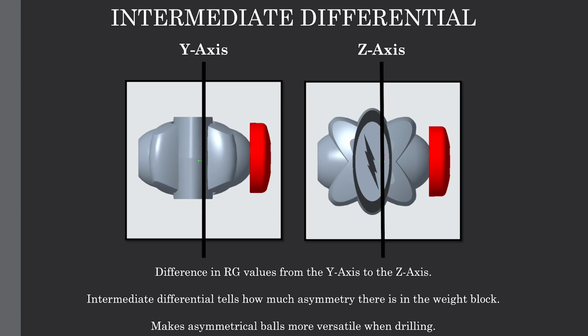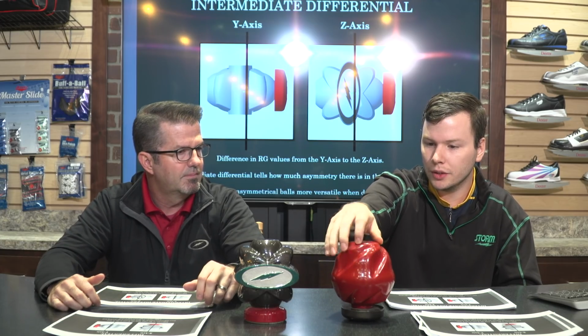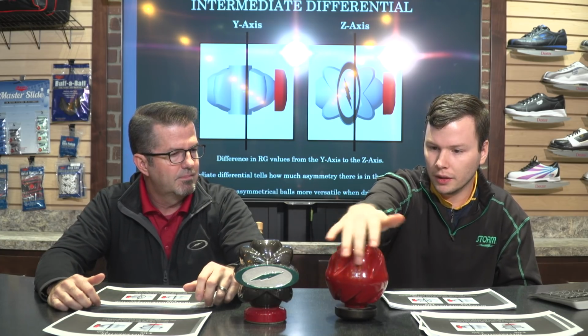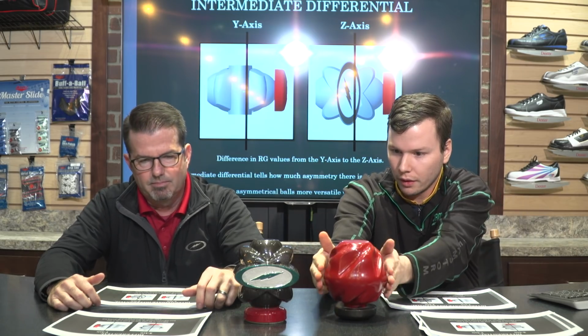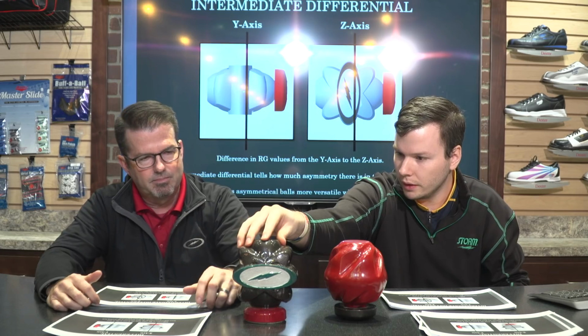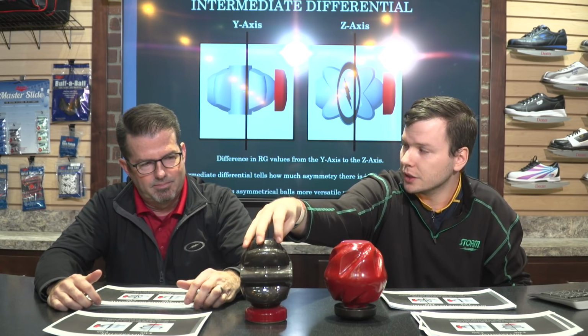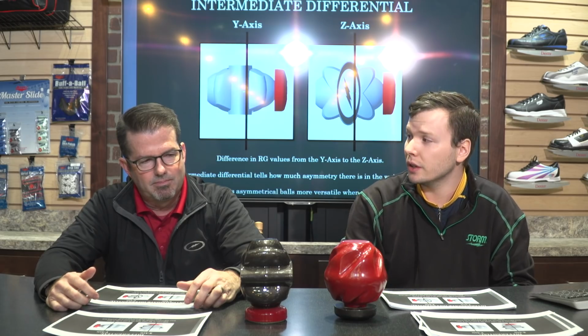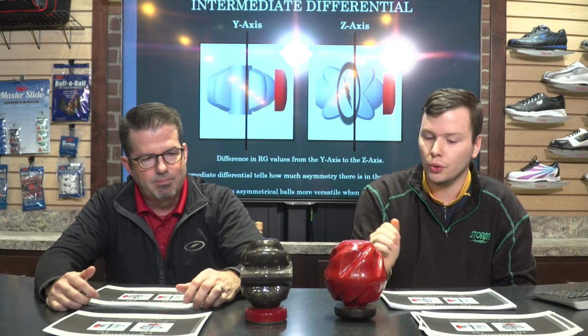All right, lastly, we have intermediate differential here. So now that's going to be the difference from the Y to the Z. Now, one reason why I mentioned with symmetricals, why you're not going to see any difference is no matter what direction that you look at this around the outside, you'll see it's the same width all the way around, where with the atomic core here, you can see that it's much wider and then it's actually much skinnier this other direction. So there is going to be a difference in RG values between those two axes.